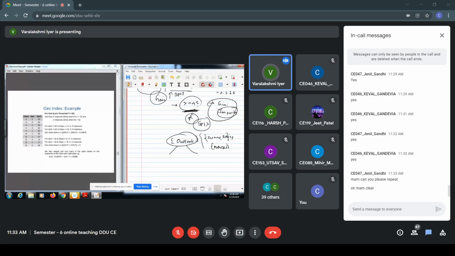Suppose this is one split that we are doing with the data, with the attribute values, and suppose this impurity value is something like 0.375. And again we are splitting with another set of values, for example sunny, rainy and overcast, and suppose this gives an impurity value of 0.275 or something like that. Then this will be chosen to split your data.